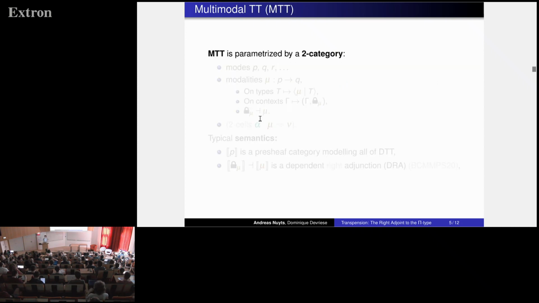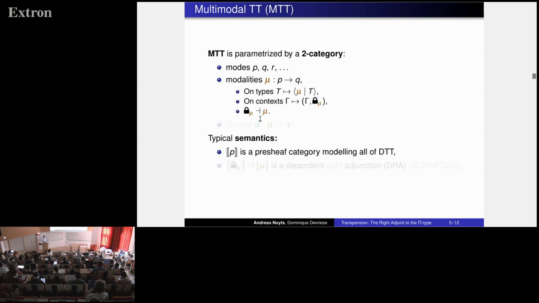It's a fixed type system for modal type theory that is parametrized by a two-category that basically specifies what modalities you're interested in. The objects of the category are called modes, and typically every mode will be modeled as an entire presheaf category modeling all of dependent type theory. The morphisms are modalities. As has been mentioned, you can apply them to types, you can apply them to contexts, which is like the left adjoint. Semantically, these two operations will be modeled as a dependent adjunction, DRA for short. And then there are two-cells, but I don't care about them today.